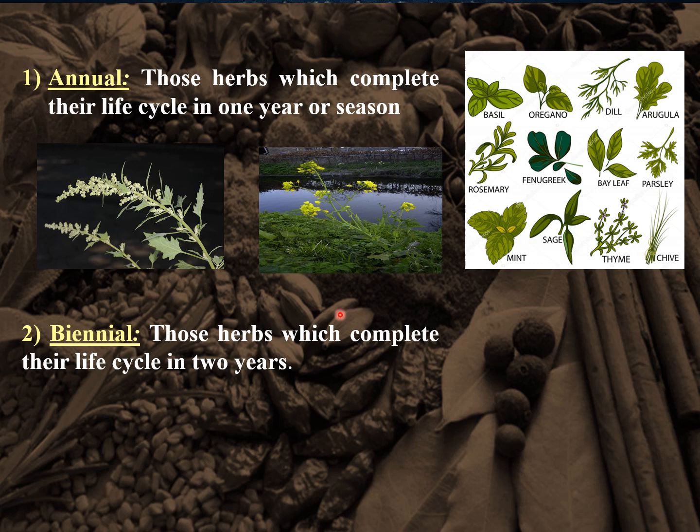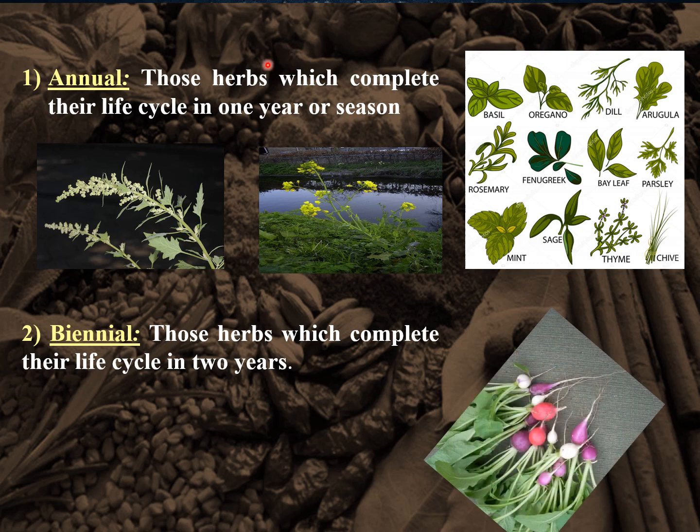So the annual plants are the plants which complete their life cycle in a single season, that is from seed to germination and reproduction and death. The second type of herbs are the plants which are called biennial. So the biennial are those type of herbs which complete their life cycle in 2 seasons. For example, Raphanus sativus, that is radish.